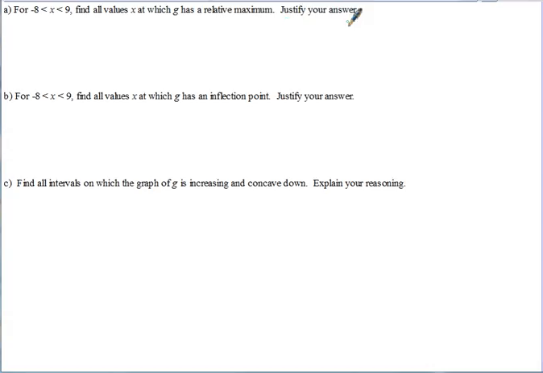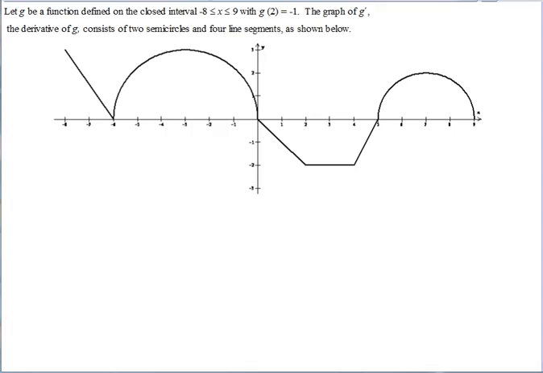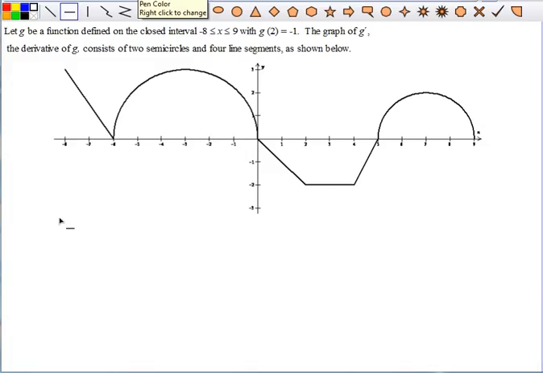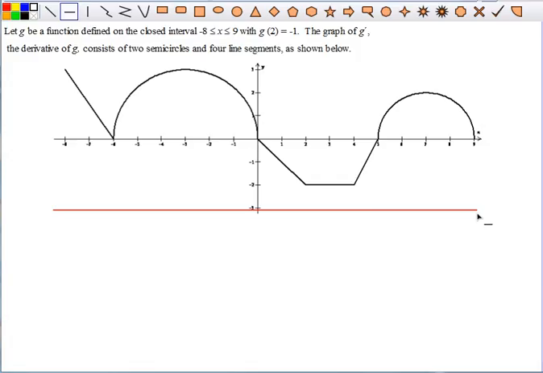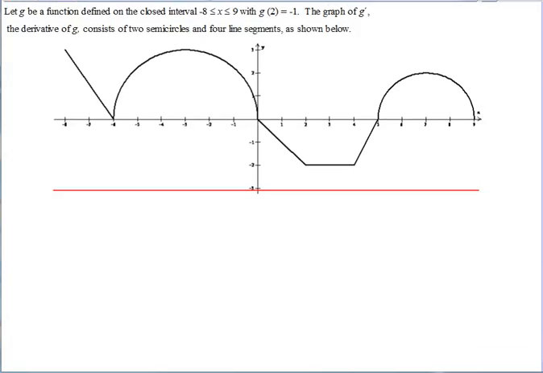Again, relative mins and maxes come from the first derivative. So in this case it's g prime. So let's draw a number line for g prime, the first derivative. So g prime of x. And again, since this is the graph of the first derivative, we're looking at the y values. Whenever the graph is the same as your number line, you're just looking at its y values.